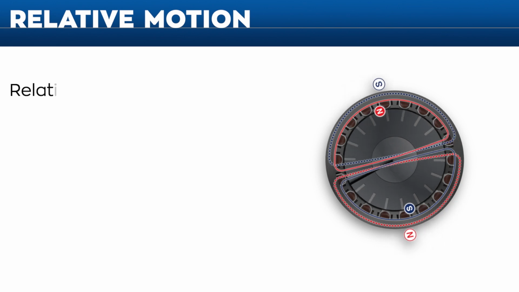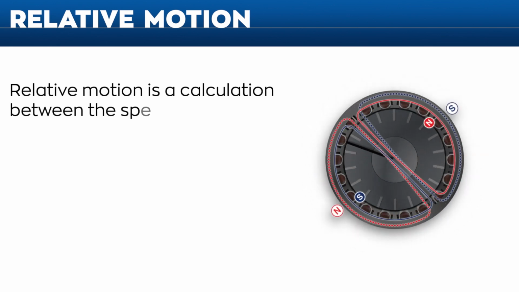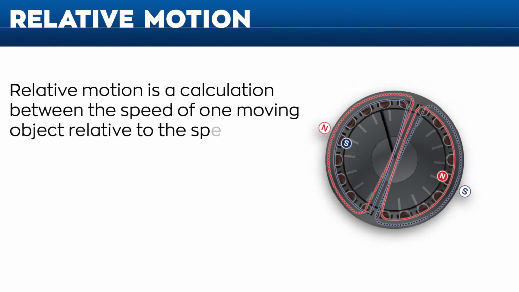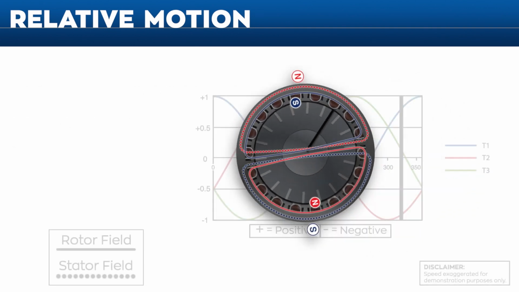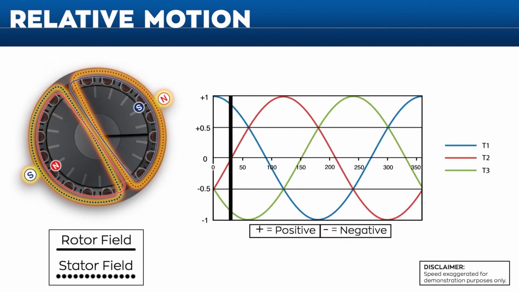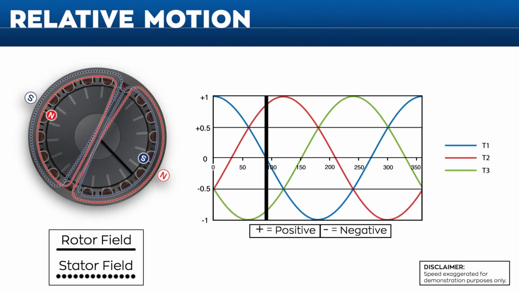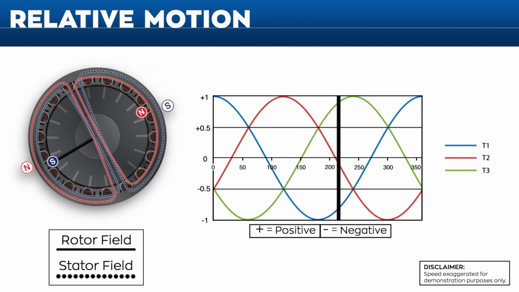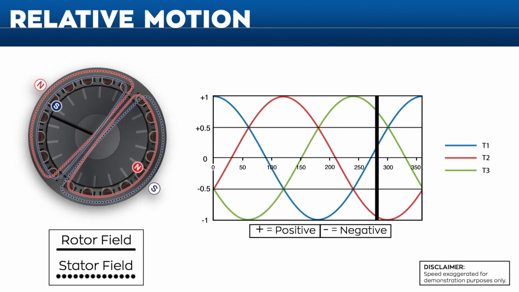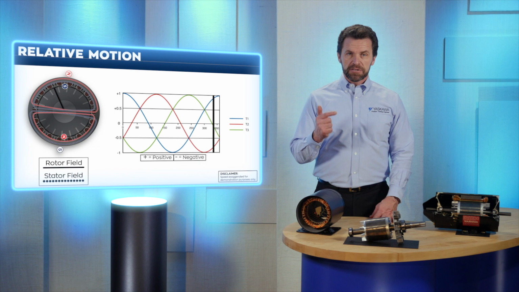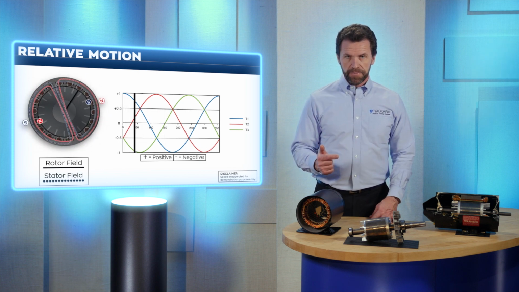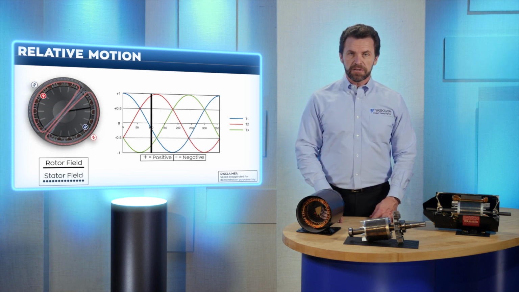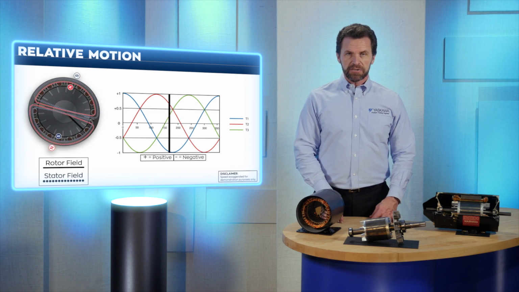Generally speaking, relative motion is a calculation between the speed of one moving object relative to the speed of another moving object. In this case, the relative motion between the rotating magnetic field of the stator and the rotating rotor. As you can see, the rotor rotates slower than the stator. How much slower depends on the motor's external load and how much energy is lost internally from friction, induction leakage, and other causes.